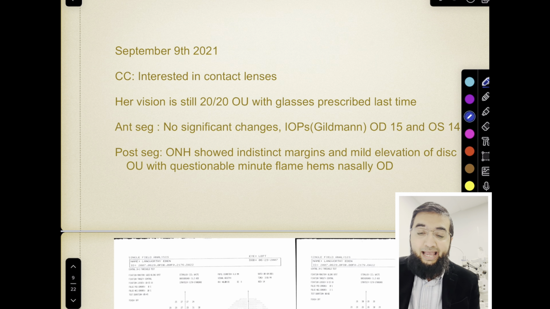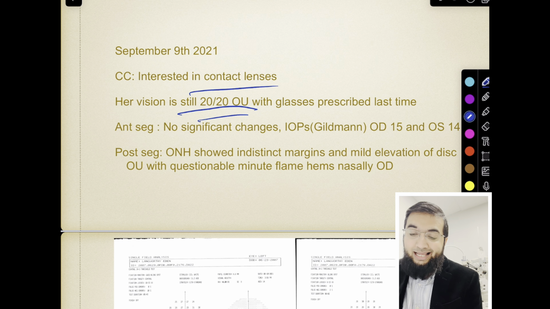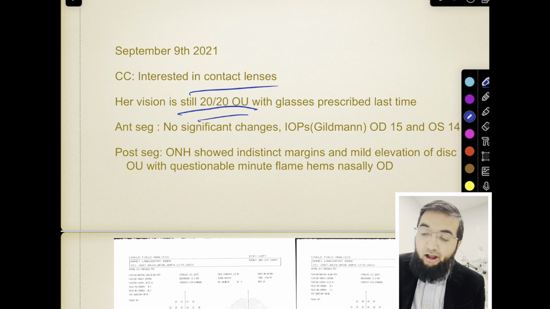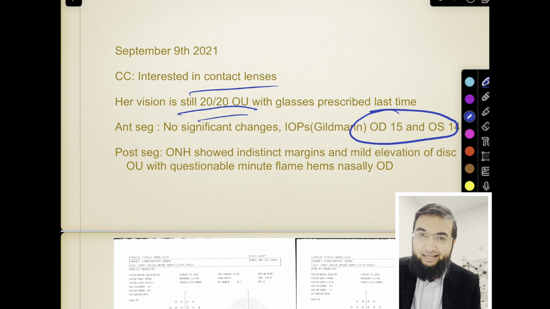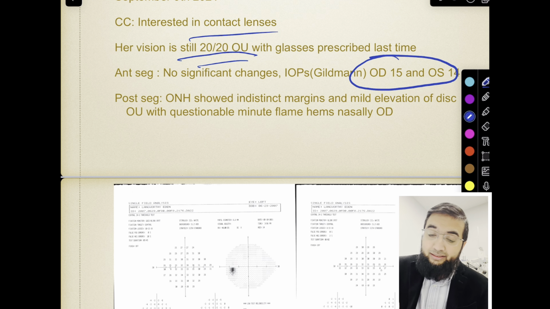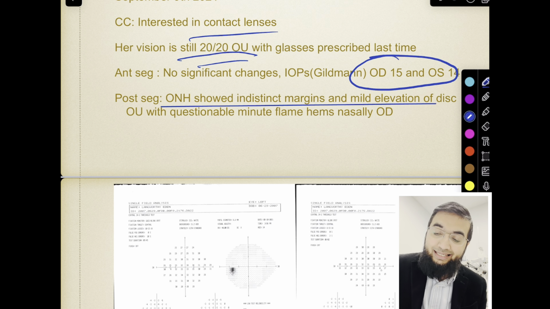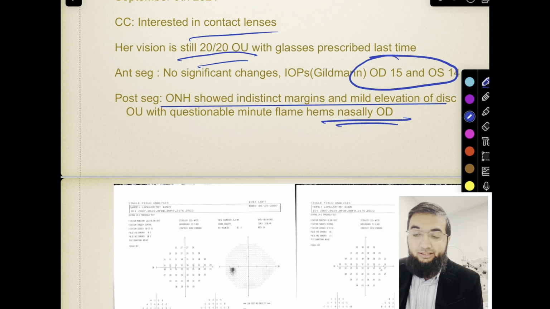The patient comes back, and now the patient wants contact lenses. Good thing is she's still 20/20 with the glasses and contacts. Intraocular pressures are good, 15 right eye, 14 left eye. I love that. But when we look at the nerve, we are still seeing problems: elevation of the disc, we are seeing swelling.